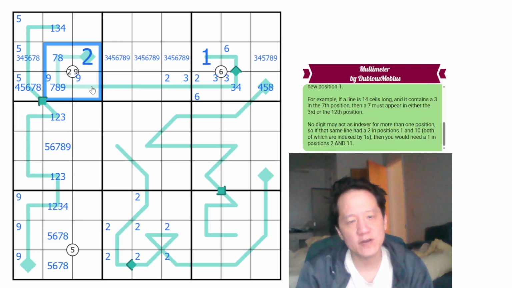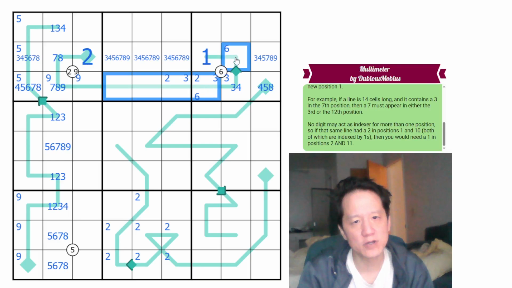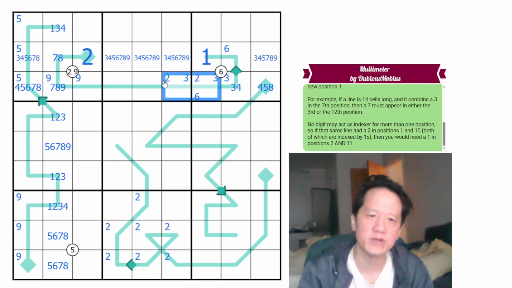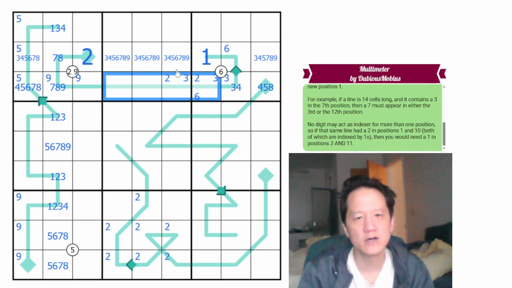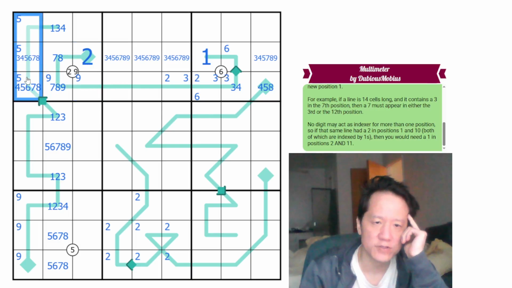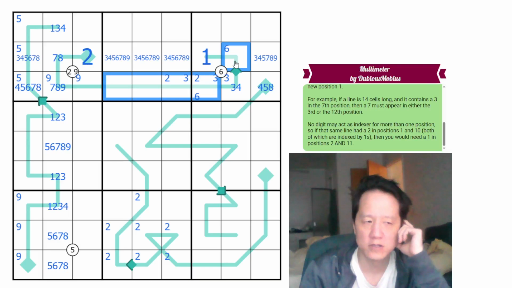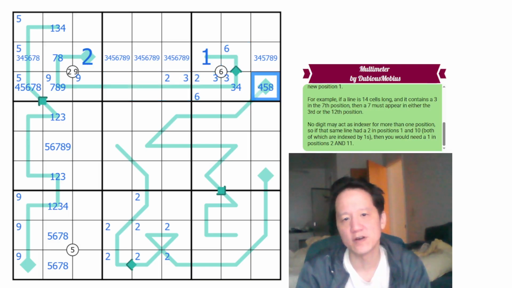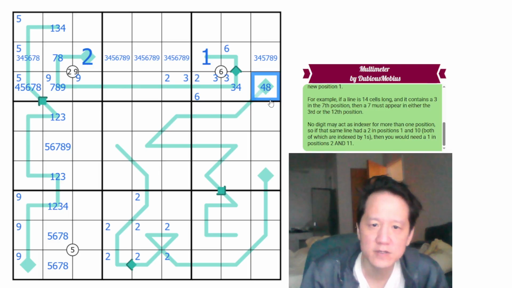there's no 5 here. So there's a 5 either here or here. But this cannot be 5. Well, actually that could be because that could be 1. Oh. Well, okay. So there's no 5 here because one of these is a 5. Therefore, there must be a 5 either here or here along this line. And therefore, this can't be a 5. So this is 4 or 8.